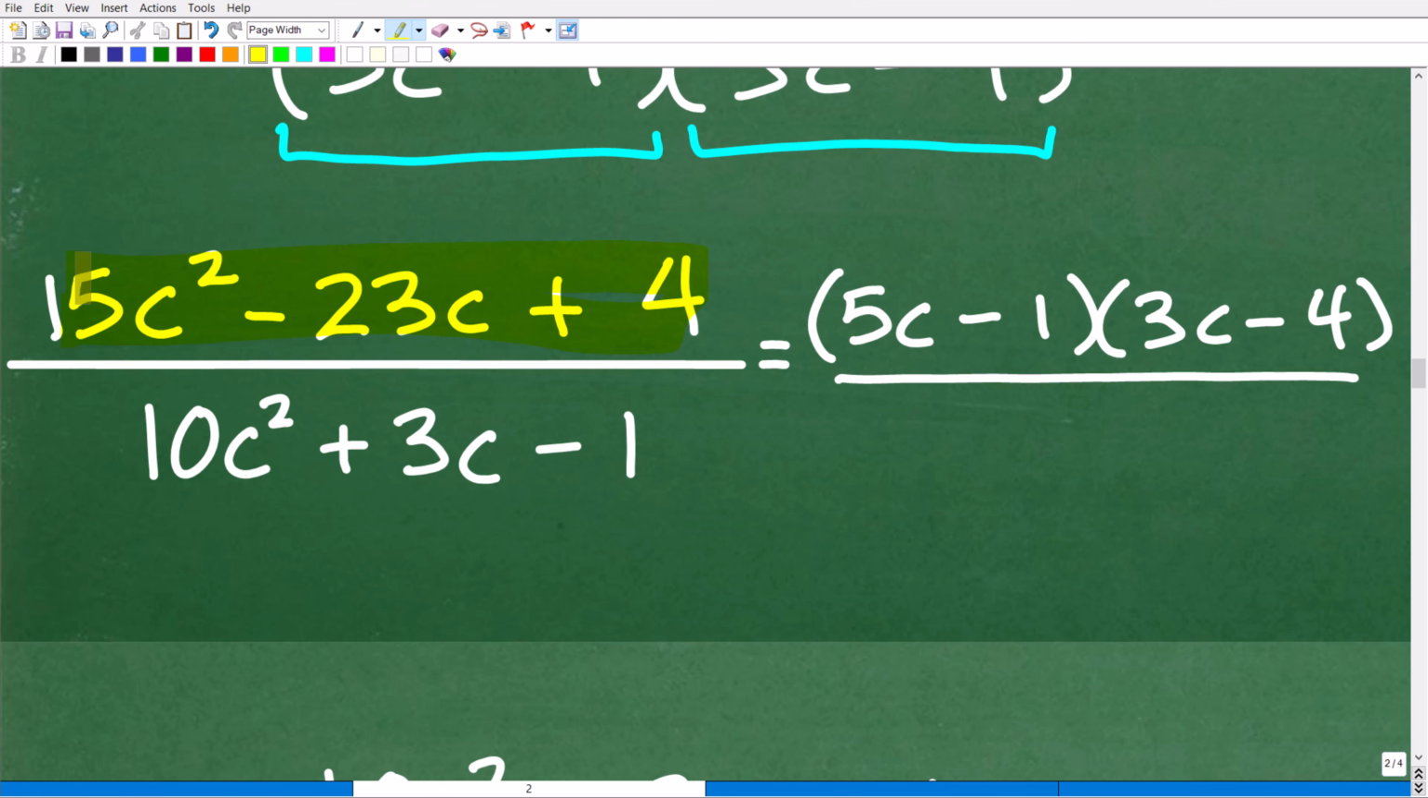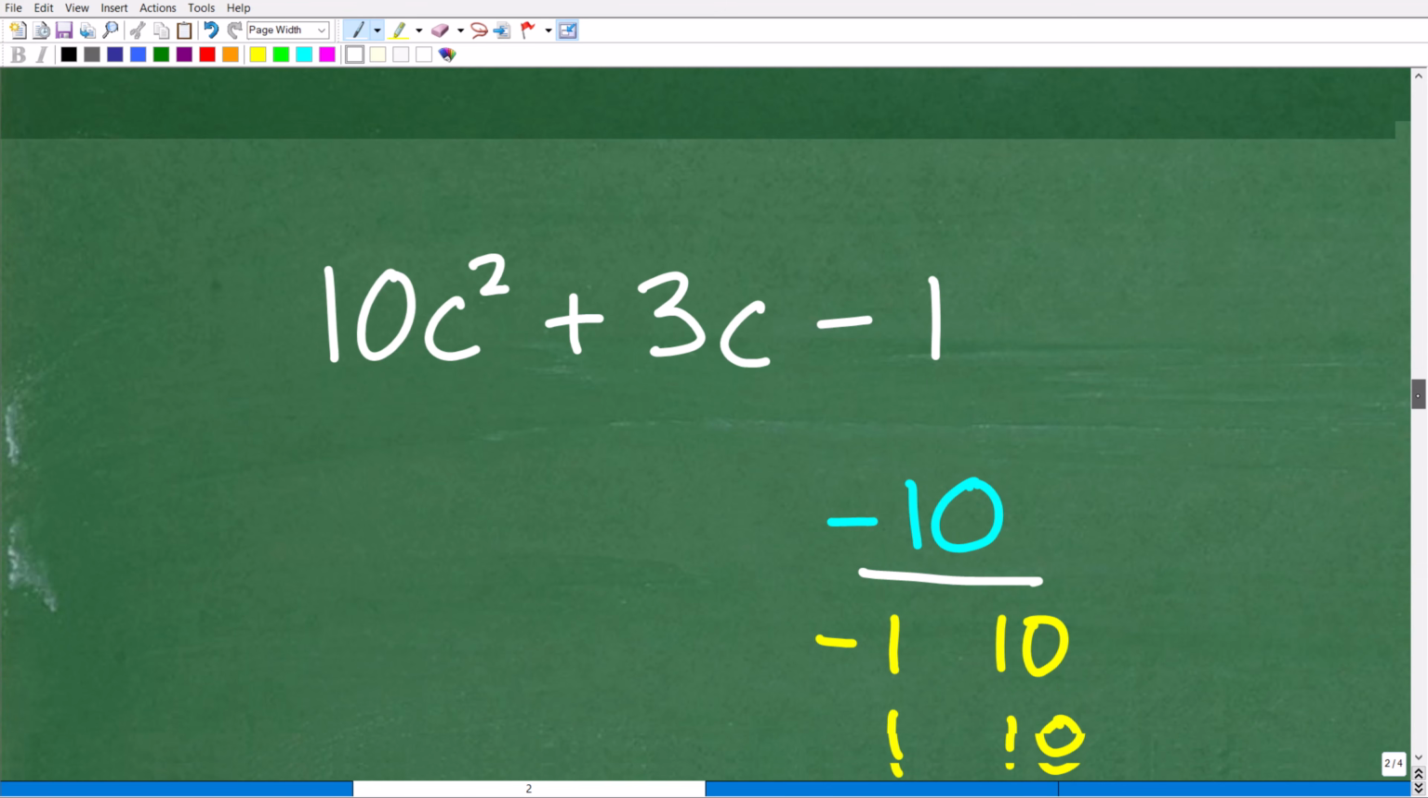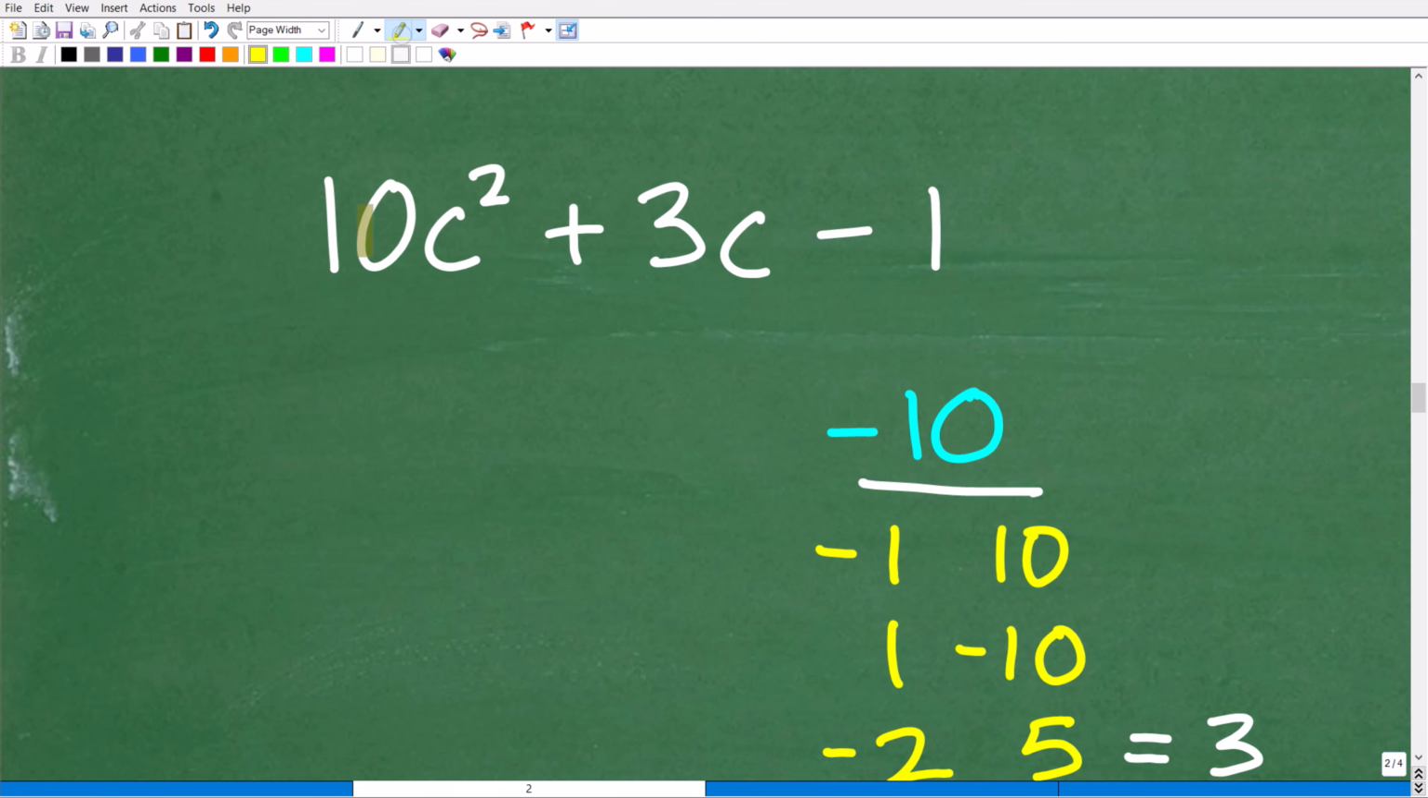So we took that numerator, 15c squared minus 23c plus 4, and we were able to factor it into these two binomials, 5c minus 1 times 3c minus 4. Now we're going to factor that denominator, and hopefully we're going to find some of these factors amongst the factors of this quadratic trinomial. So let's go ahead and do that now. We're going to use the same technique, and here this is going to be a lot easier because the numbers are easier.